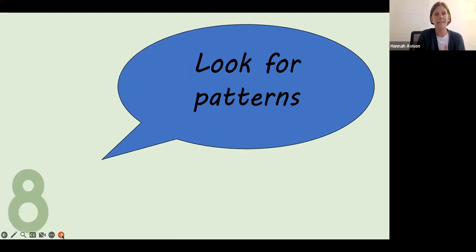Number 8 is look for patterns. Is there a pattern in the language that you're looking at that means it can be used again in a different situation? So, for example, would you like can be used in all sorts of situations. Would you like tea? Would you like sugar? And I'd like can be used to talk about food. It can be used to talk about bus tickets. It can be used for all sorts of things. So if there's a pattern in the language, that's always useful to point out, so that you can build on one use of it, several uses of the same chunk of language.